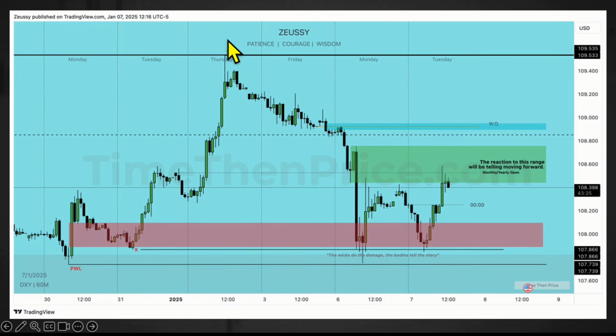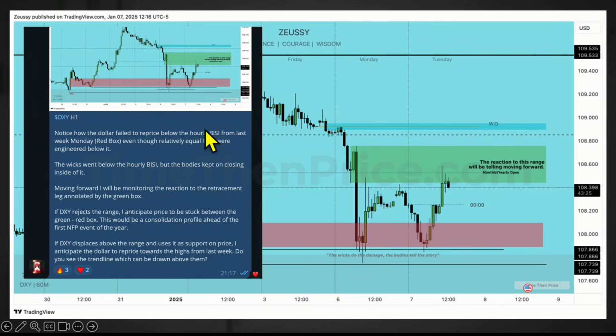Therefore, this is the engineering of buy-side liquidity before the market is likely going to reprice higher. What confirms to me that we're likely going to see that repricing higher taking place is when the market displaces above this green box and uses it as support on price. Here you can see the post in which I posted this chart with the text next to it. If you would want to read through this, I highly suggest you pause the lecture now and read through the post, which was made on Tuesday on the mentorship forum.